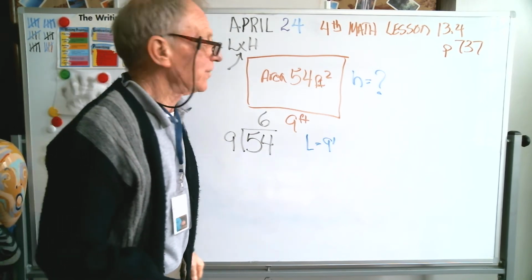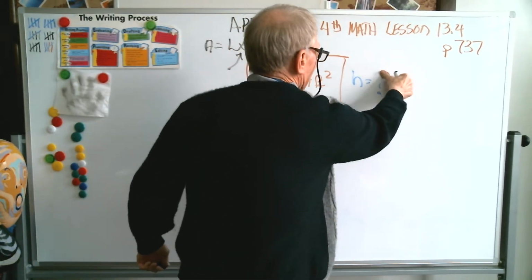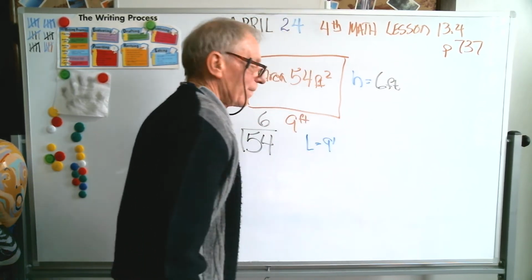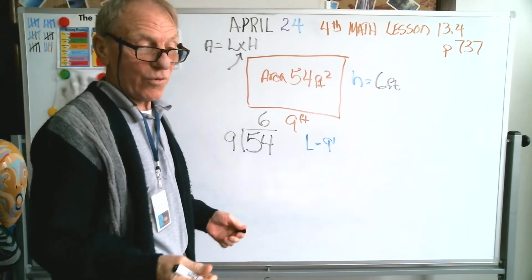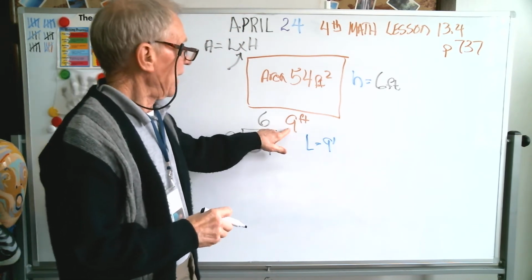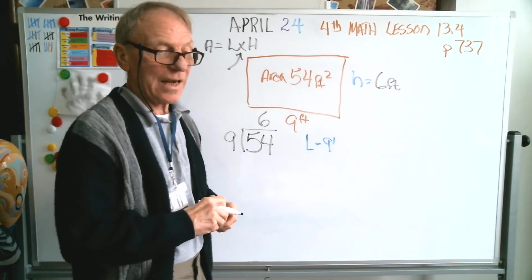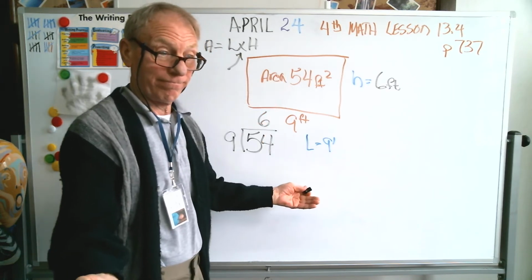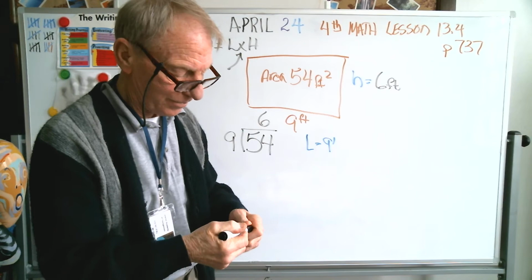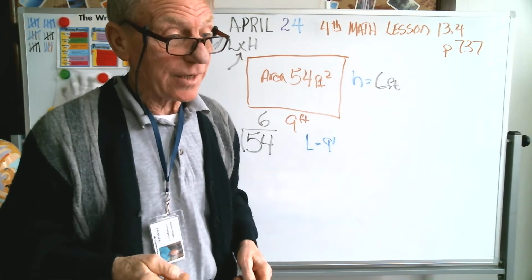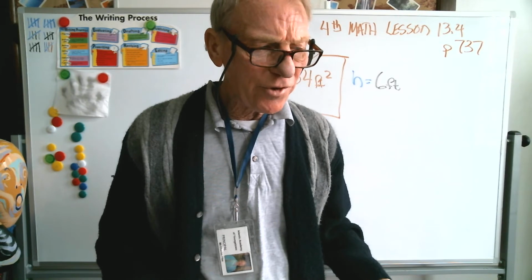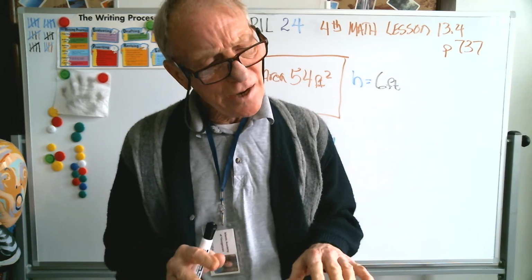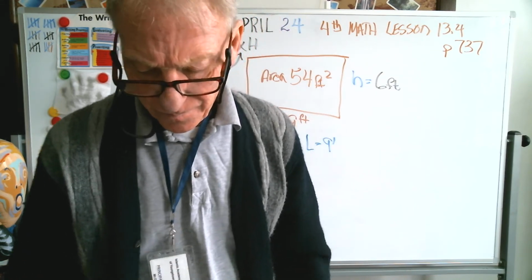So let's test this. If h then equals 6 feet, using our rule, the formula for finding area, length times width, 9 times 6 equals 54. See how easy that was? Just got to think logically. What operation do I need to perform? And what rule or what formula is actually in effect here?